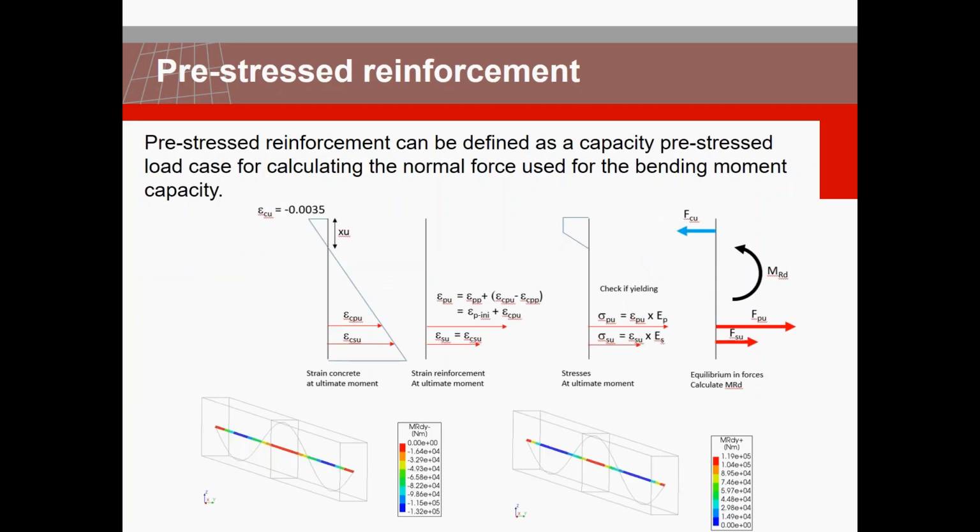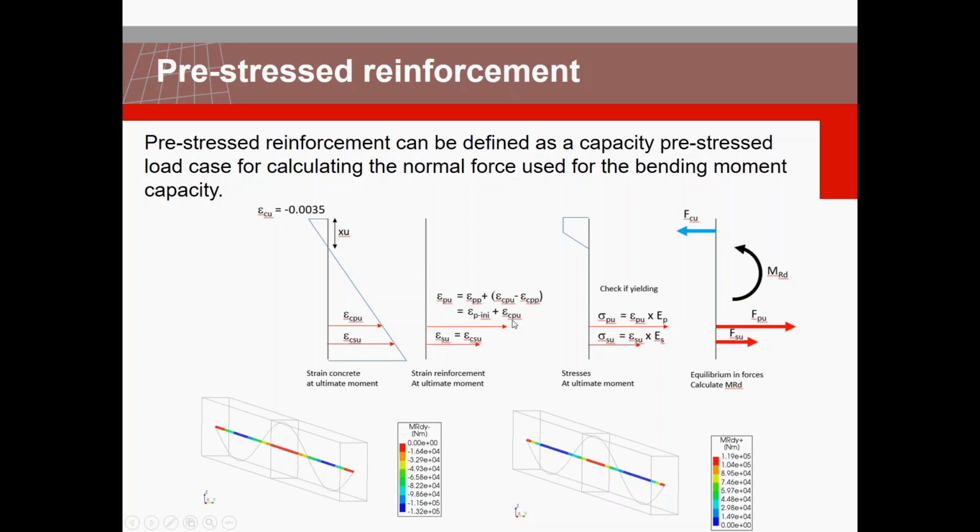The pre-stressed tendons are also a special case that you can use in Diana 10.4 in the calculation of the bending moment capacity. In this case, the initial strain here is the reinforcement tendon. This is just a regular reinforcement. But in this reinforcement tendon, you can see that the initial strain and stresses in the pre-stressed tendon are taken into account.